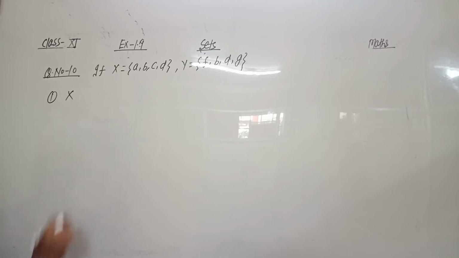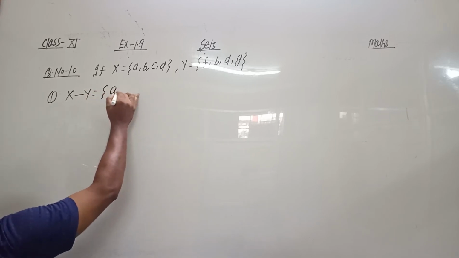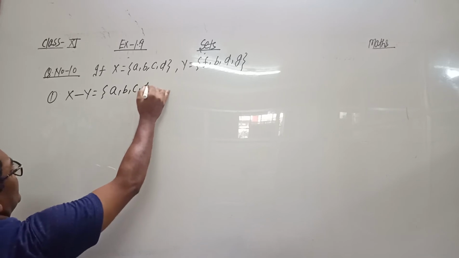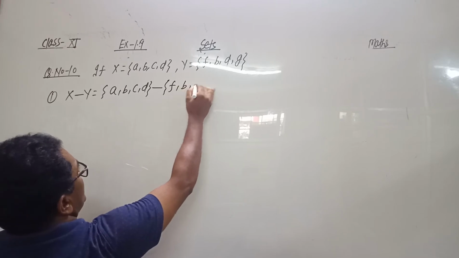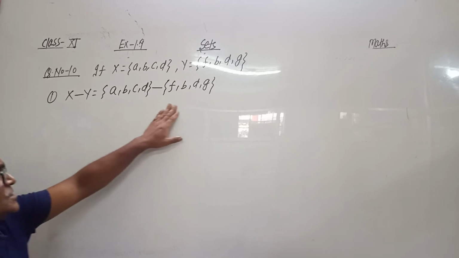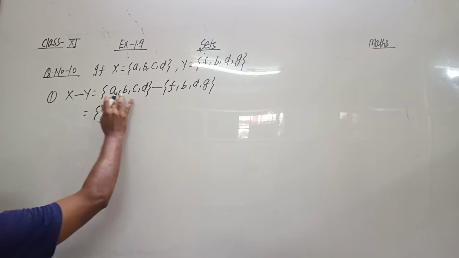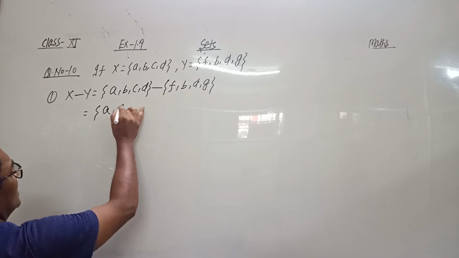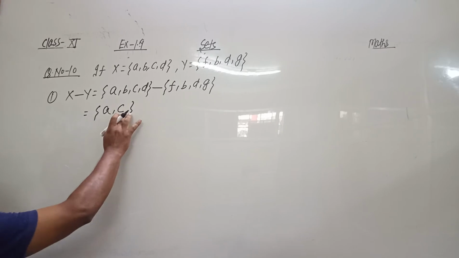First is X minus Y. Write the elements of set X {a, b, c, d} minus the elements of set Y {f, b, d, g}. So we have to write those elements of X which are not in Y. So a is not in this set, b is available, c is not in the other set and d is available. So the answer is a comma c.